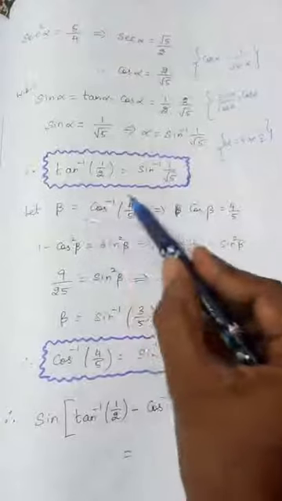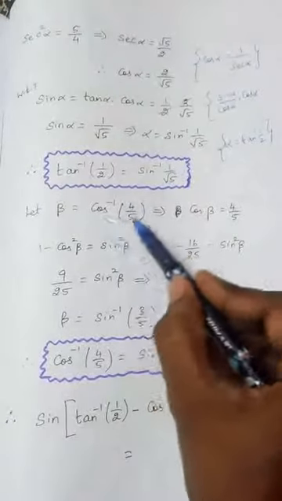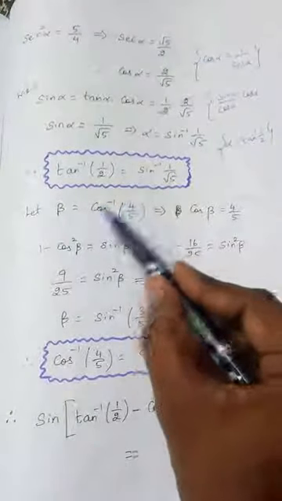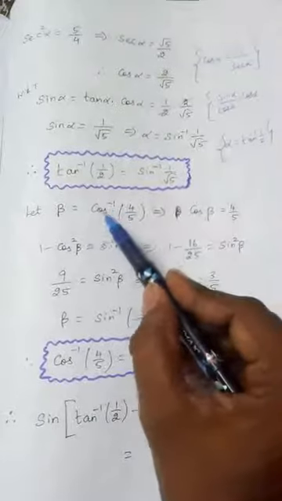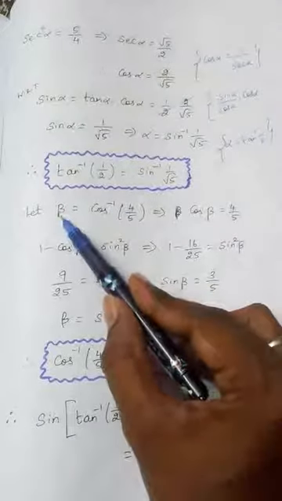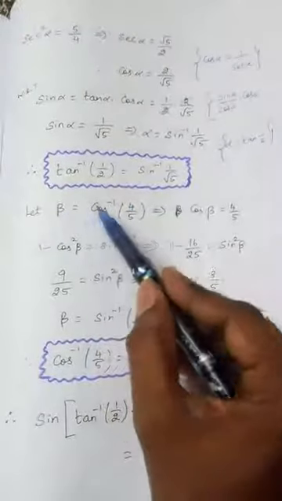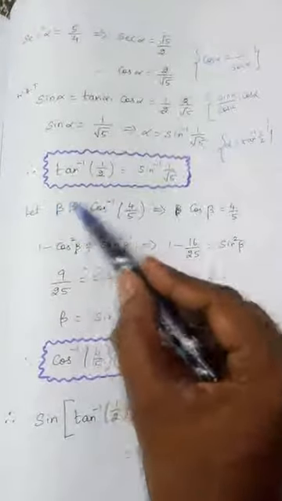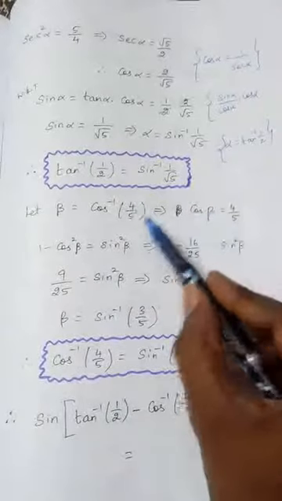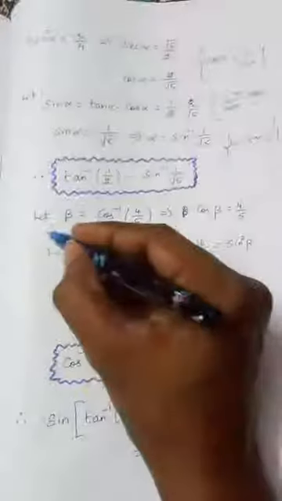What is the second term? Given in the question, cos inverse 4 by 5. This is the second term given in the question. So I am taking it as beta. So the second term is named as beta. Cos inverse comes to this side: cos beta equal to 4 by 5. This is the trigonometric formula.